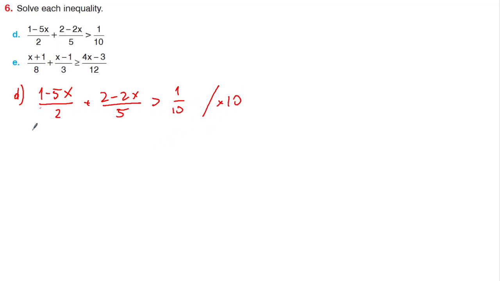So we will multiply this fraction here by 10, this by 10, and this by 10. So what do you get? 10 over 2 is 5. 5, 1 minus 5x, plus 10 over 5, it's 2. 2 minus 2x is greater than 10 times 1. Alright, now let's get rid of these brackets.